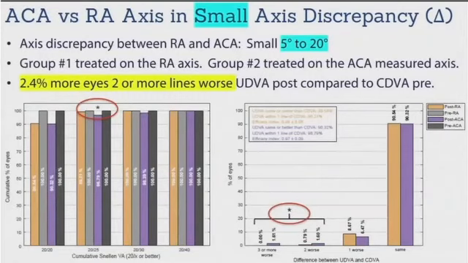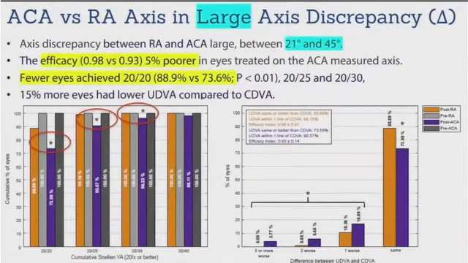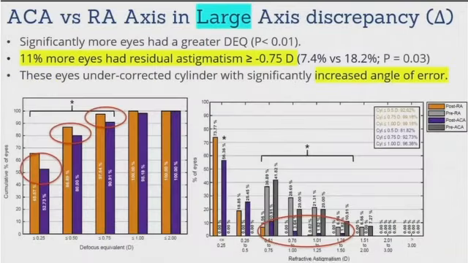Treating on topo-measured corneal astigmatism, the ACA, when the axis difference was small, up to 20 degrees, was slightly worse, but results were similar. But look what happens when the axis difference is higher, between 21 and 45 degrees. Significant decrease in efficacy by 5%, 15% more eyes have lower UDVA, and 16% fewer eyes achieve 20/20. We also found that the defocus equivalent was significantly higher. 11% more eyes had residual astigmatism greater than 0.75, with a significant increase in the angle of error.